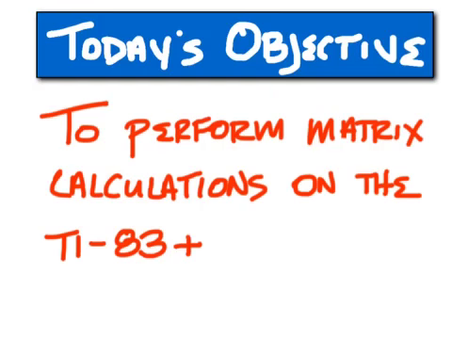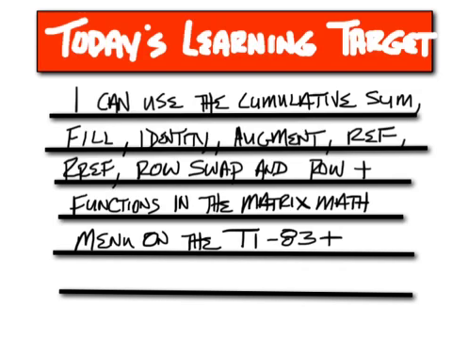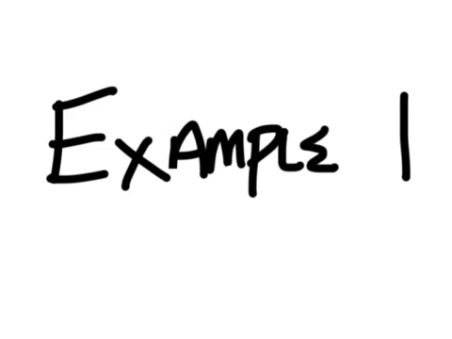That was yesterday. To perform matrix calculations on the TI-83 Plus, after today, I can use the cumulative sum, fill, identity, augment, row echelon form, reduced row echelon form, row swap, and row add functions in the matrix math menu on the TI-83. Example number 1.